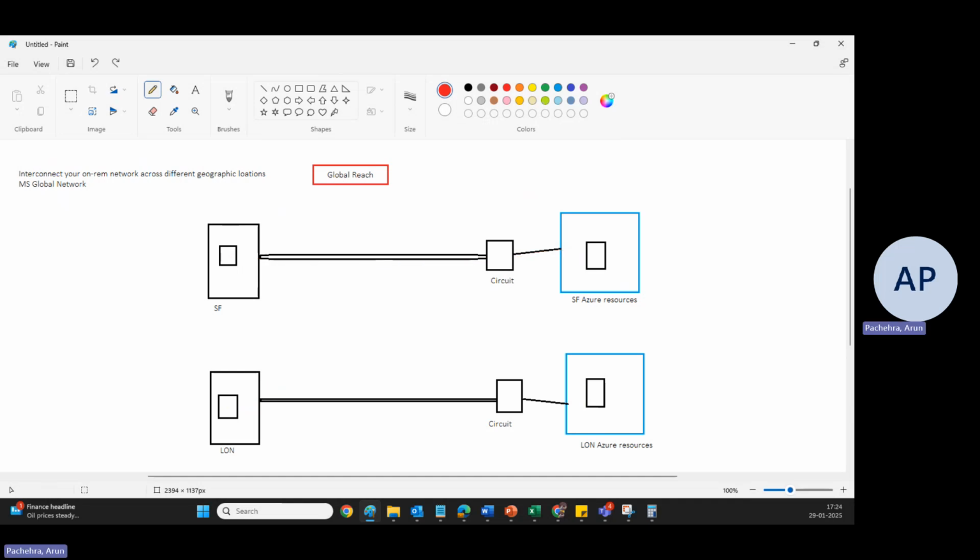Absolutely clear. Now, while both offices can efficiently access Azure services, as I just showed you, they cannot communicate directly with each other through this circuit. The point is, they cannot talk to each other.